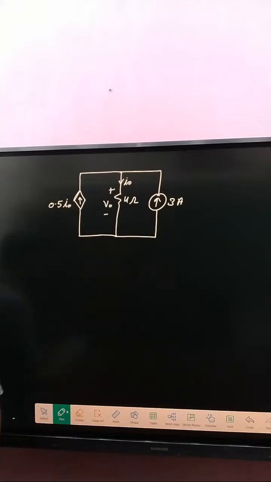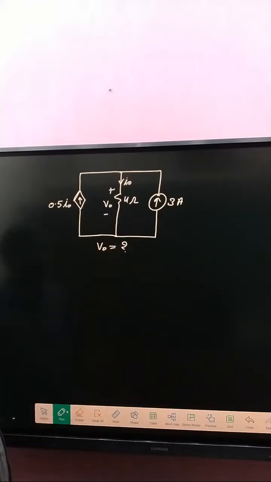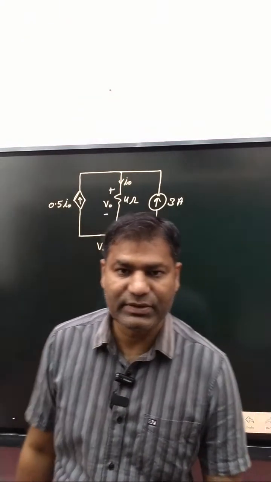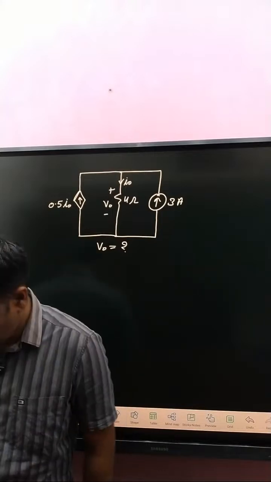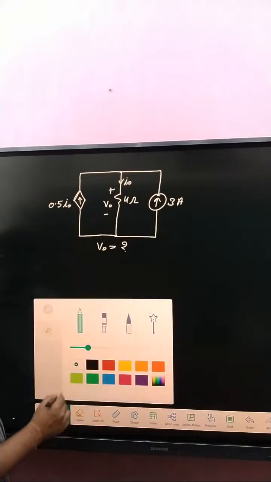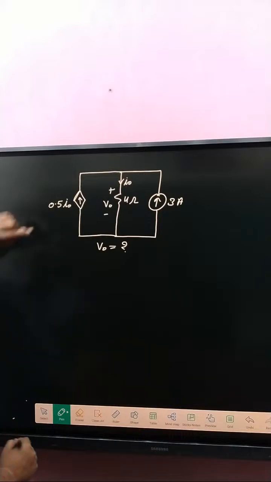So how can we determine? Our target is V naught and I naught. First of all, everyone can try. Everyone can do.